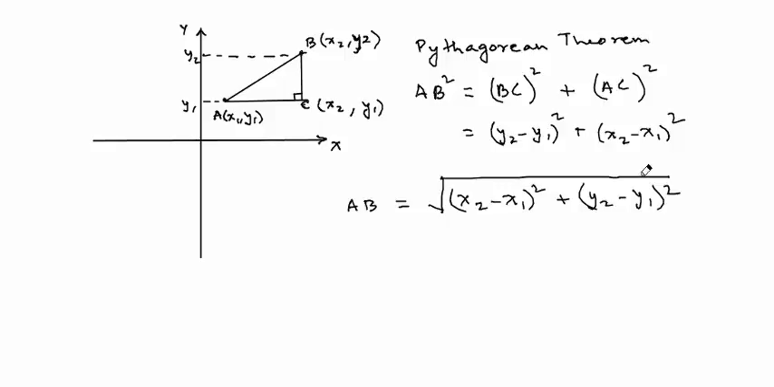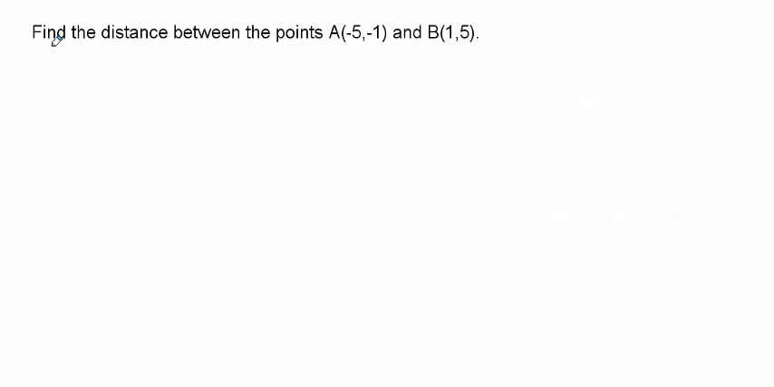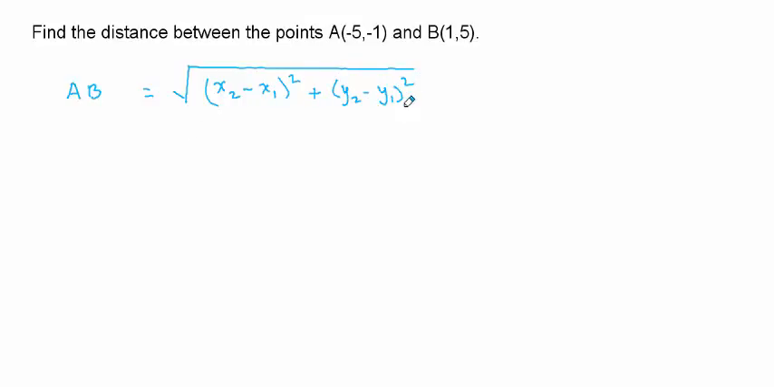Let's look at an example. Find the distance between the points A -5 comma -1 and B 1 comma 5. The distance from A to B is square root of x2 minus x1 whole square plus y2 minus y1 whole square. That is what the distance formula is about.